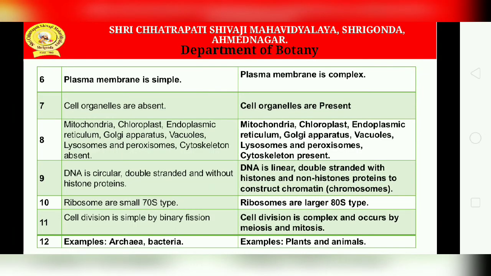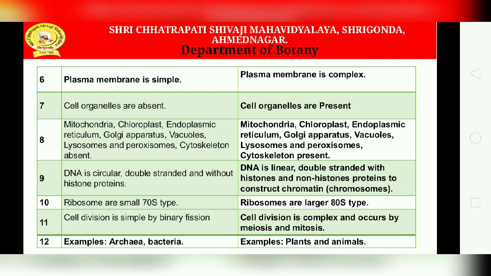Next, the plasma membrane is simple in prokaryotes, whereas the plasma membrane is complex in the eukaryotic one. The membrane bound cell organelles are absent in prokaryotes, whereas they are present in the eukaryotic. Next, a very simple point: mitochondria, chloroplast, endoplasmic reticulum, Golgi apparatus, vacuoles, lysosomes, peroxisomes and cytoskeleton are absent, whereas all these are present in the eukaryotic cells.